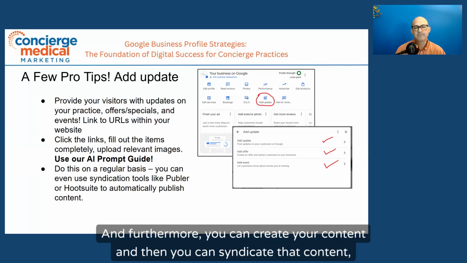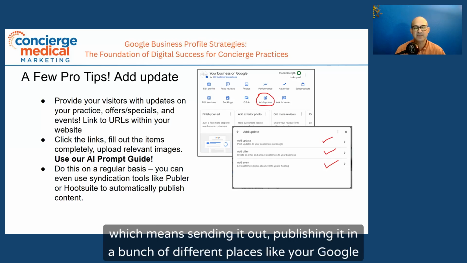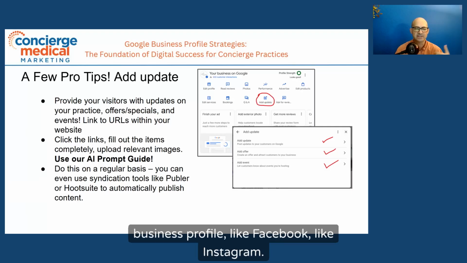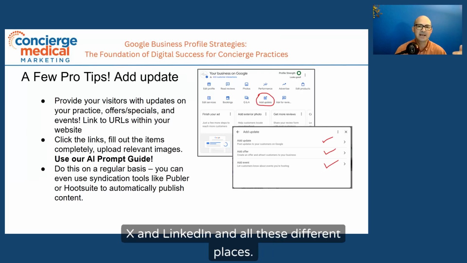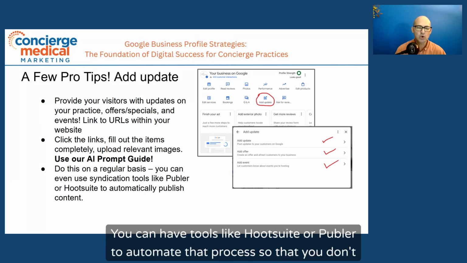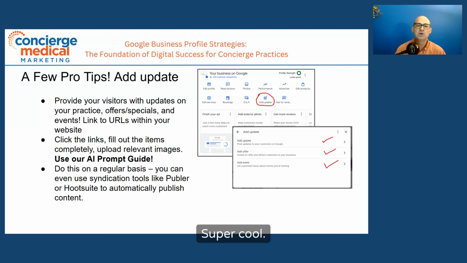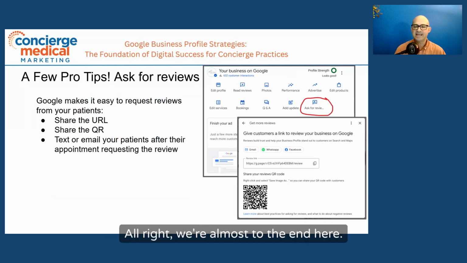And furthermore, you can create your content and then you can syndicate that content, which means sending it out, publishing it in a bunch of different places like your Google Business Profile, like Facebook, like Instagram, X, and LinkedIn, and all these different places. You can have tools like Hootsuite or Publer to automate that process so that you don't have to do it manually. Super cool. All right, we're almost to the end here.